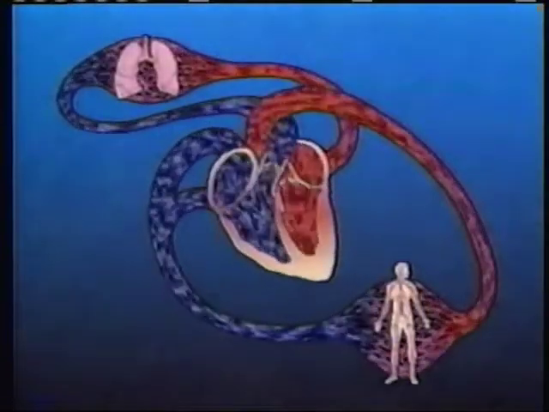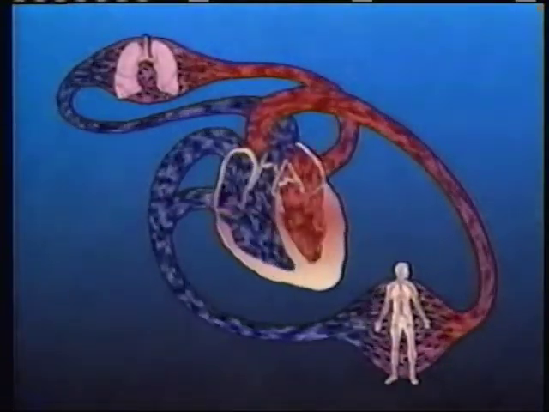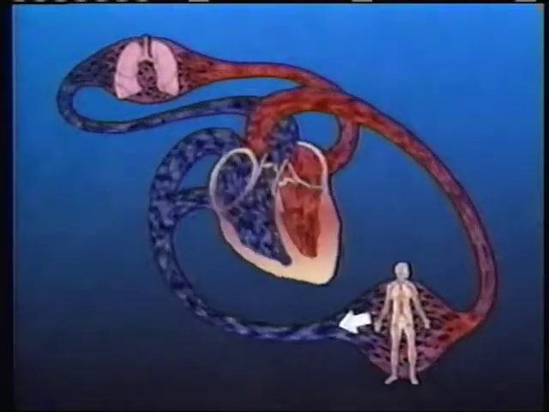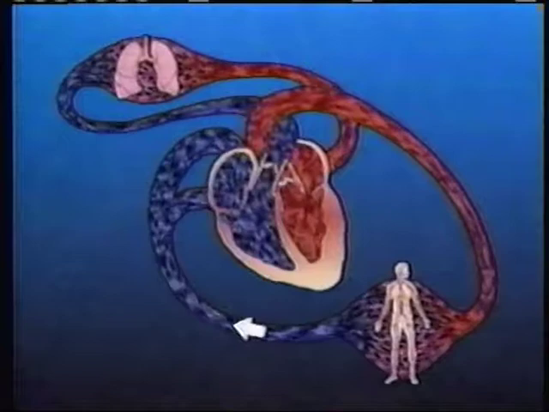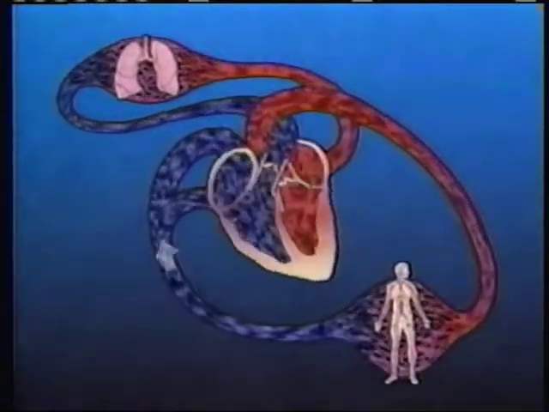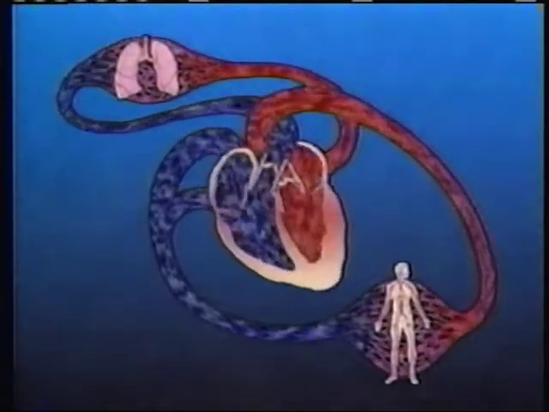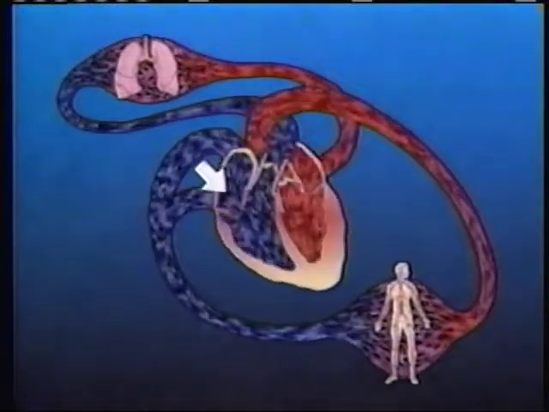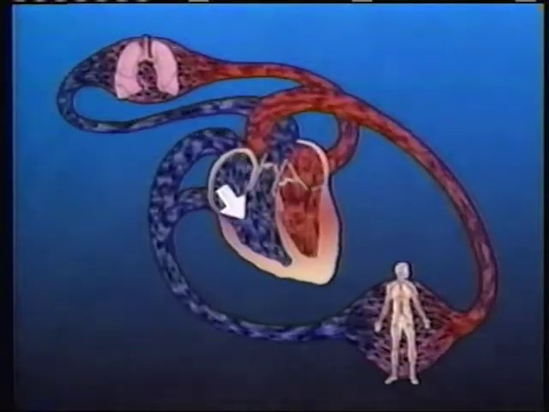The circulation of blood through the heart is described using this illustration. The veins of the systemic circuit collect deoxygenated blood from the capillary beds throughout the body and return it to the right atrium. As blood fills the right atrium, it pushes open the right atrioventricular valve and goes into the right ventricle.